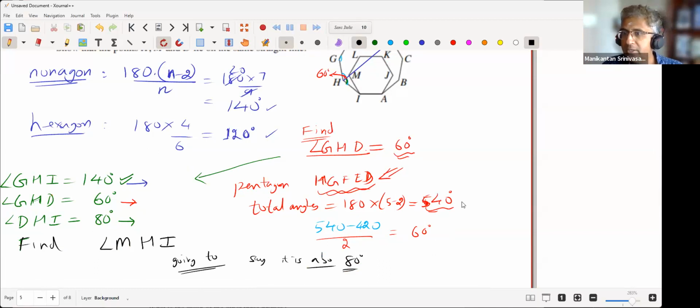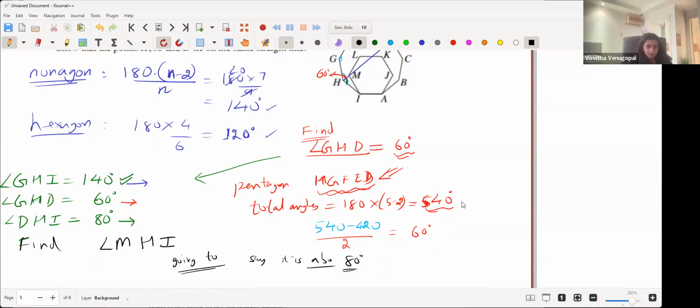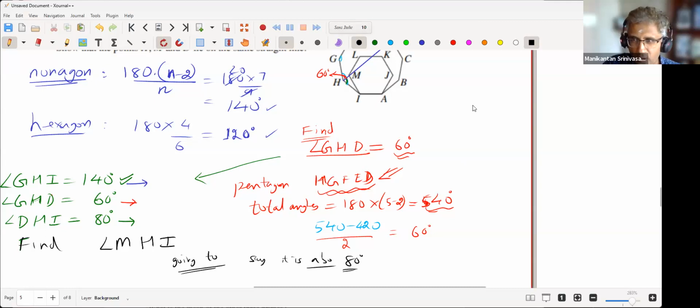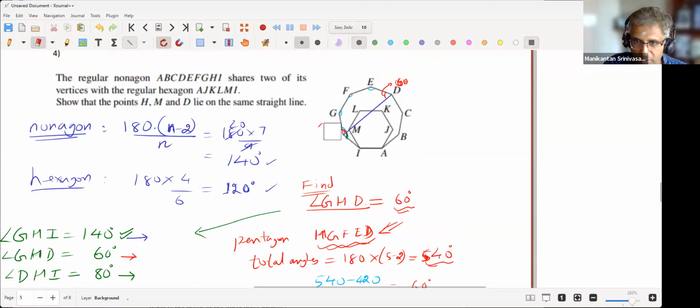Vishwada, your hand is up. Yeah. I think I did the same type of thing, but it's a bit more simple. Okay, Vishwada, hold on for just one second, because I'm elaborating, it seems complicated. It's not complicated. Now let me erase all of this again.